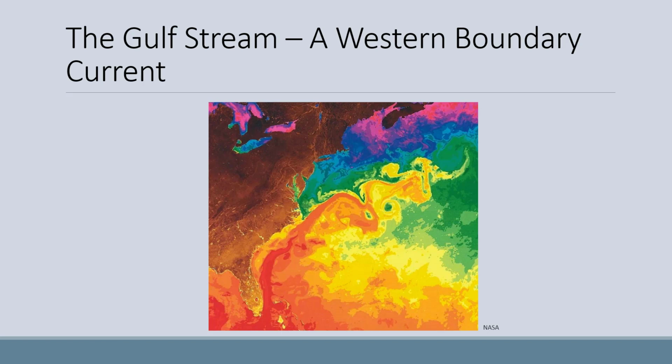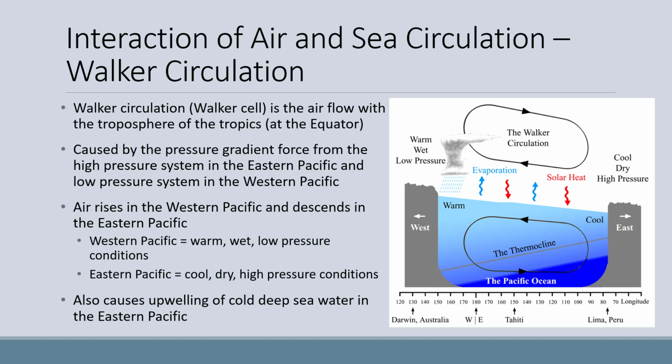Now we're going to talk about Walker circulation, which is an interaction of air and sea circulation. Walker circulation, also known as the Walker cell, is the airflow within the troposphere of the tropics of the Pacific Ocean. Parcels of air follow a closed circulation pattern in which air rises in the western Pacific and descends in the eastern Pacific.